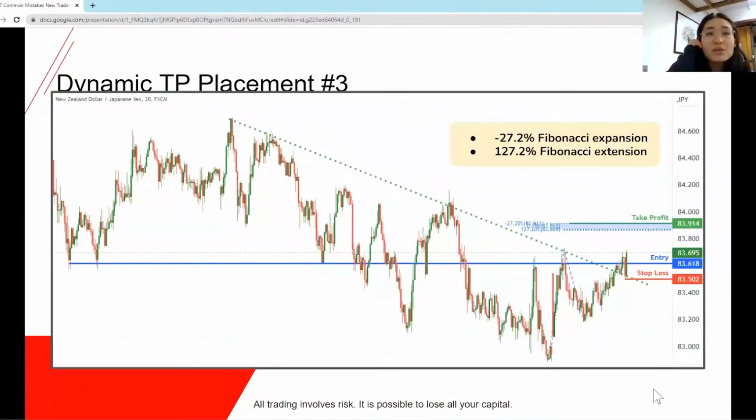So here's one more example. We have this confluence area here at our take profit.